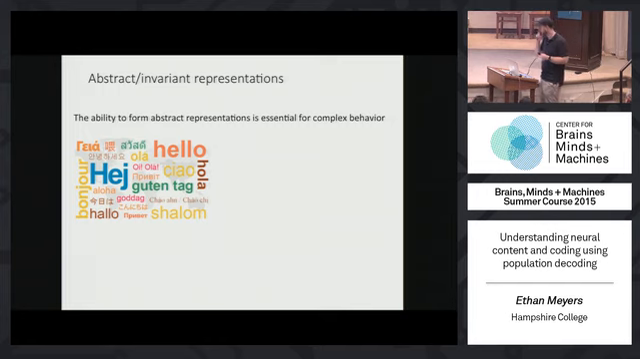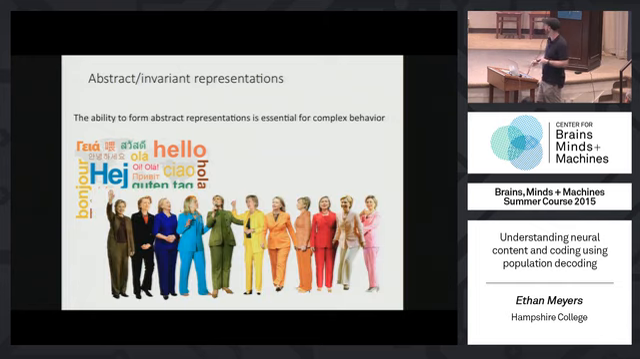Another example of this kind of abstraction or invariance is the invariance to the pose of a head. For example, here's a bunch of pictures of Hillary Clinton. You can see her head is at very different angles, but we can still tell it's Hillary Clinton, right? So we have some sort of representation of Hillary that's abstracted from the exact pose of her head and also abstracted from the color of her pantsuit.